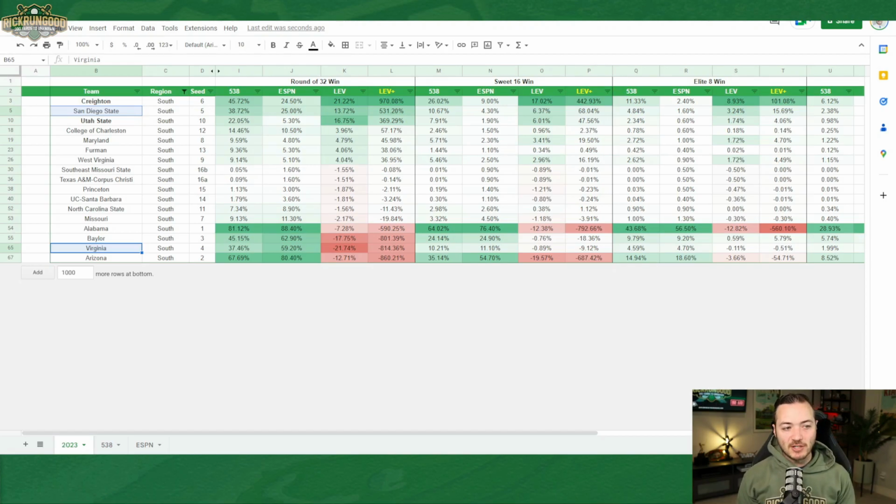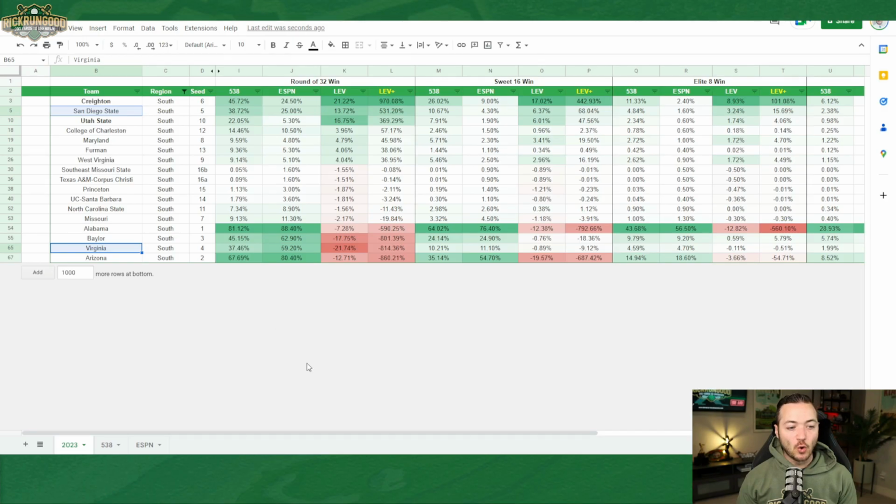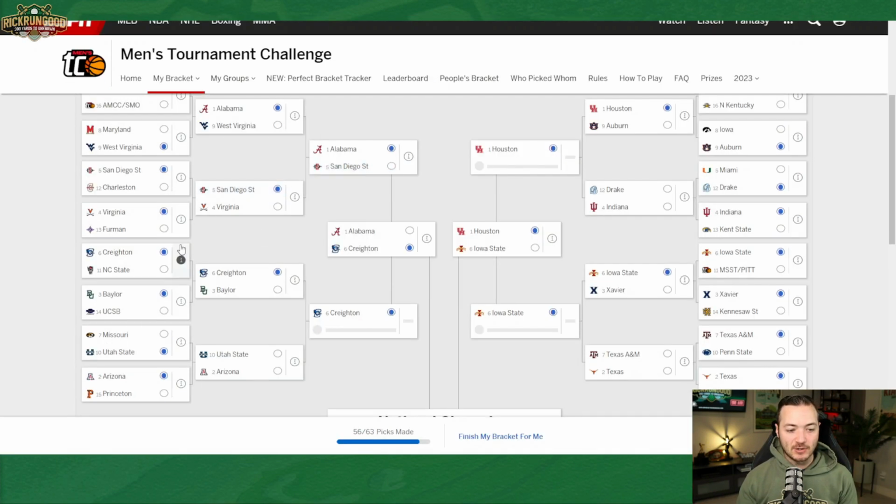So our options are San Diego State or Virginia in this round of 32 game to get to the Sweet 16 against Alabama. So according to 538, they are basically the same likelihood of getting there, 37, 38% of the time. However, ESPN is choosing Virginia 60% of the time, San Diego State only 25% of the time. So very, very clear here. San Diego State is through.